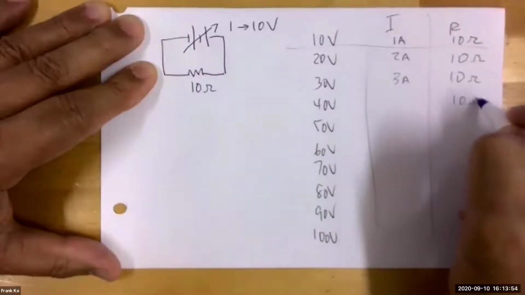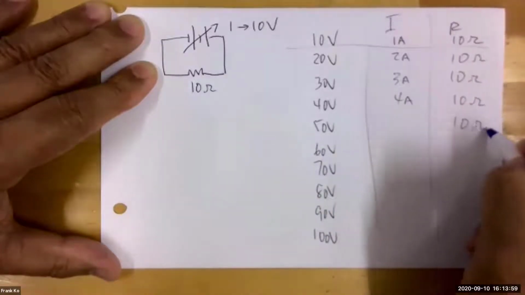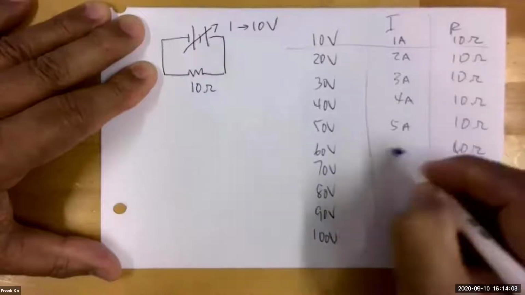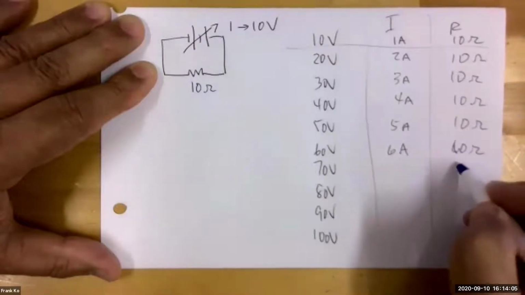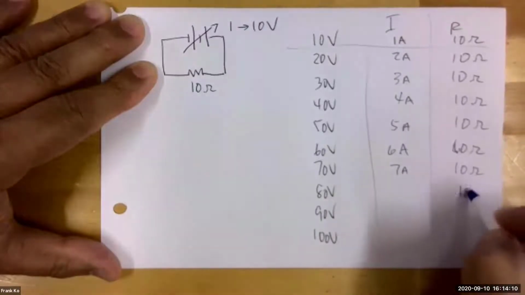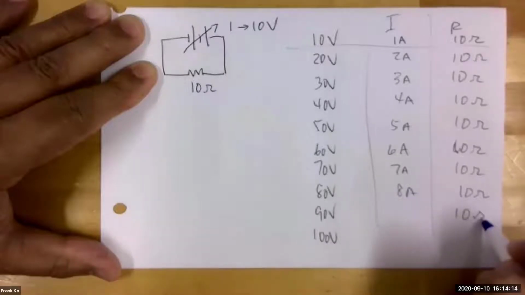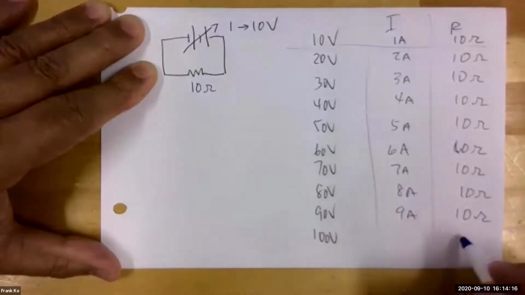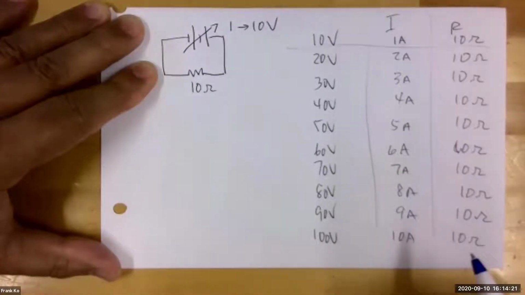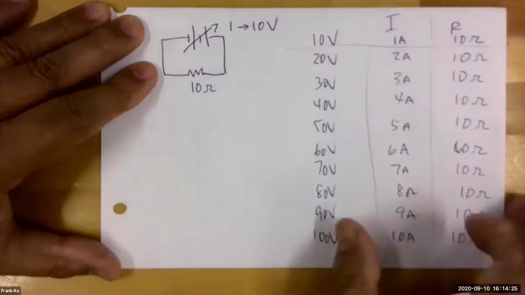What's 40 divided by 10 ohms? 4 amps. What's 50 divided by 10 ohms? 5 amps. 60 divided by 10 ohms will be 6 amps. 70 divided by 10 ohms is 7 amps. 80 divided by 10 ohms is 8 amps. 90 divided by 10 ohms is 9 amps. And 100 divided by 10 ohms is 10 amps. Is that pretty straightforward math? Nothing complicated about that so far.